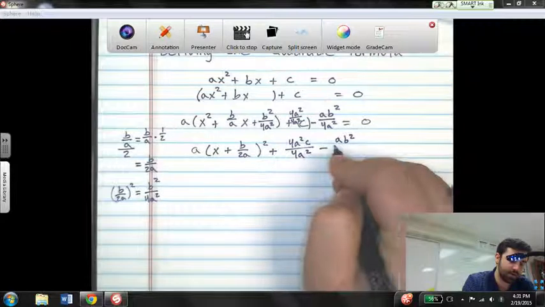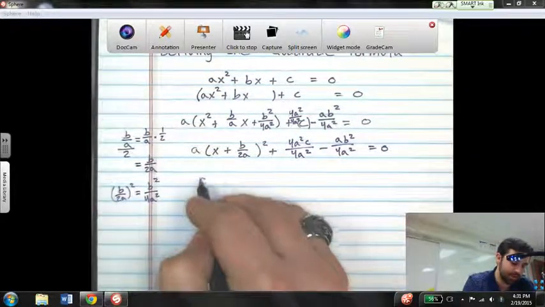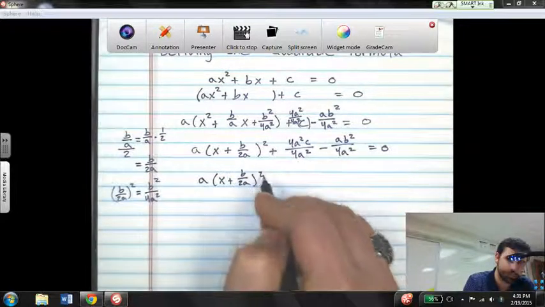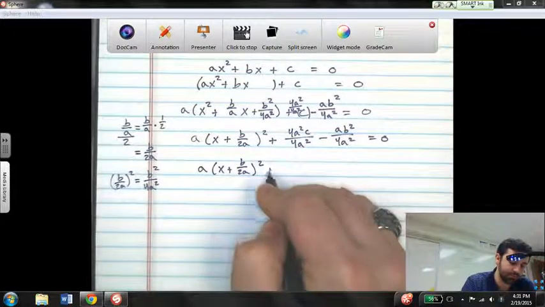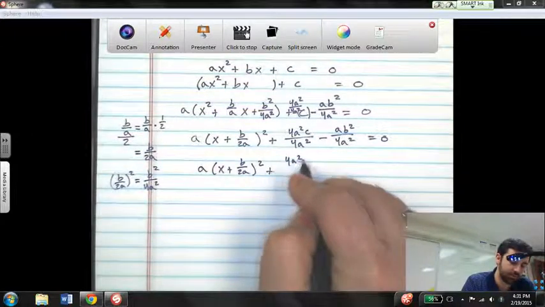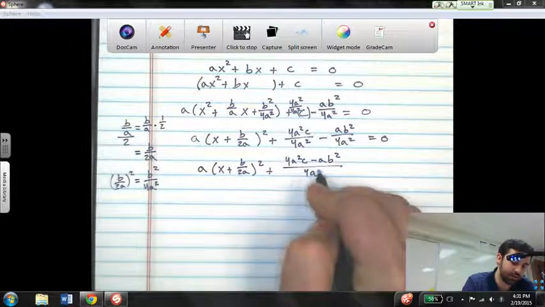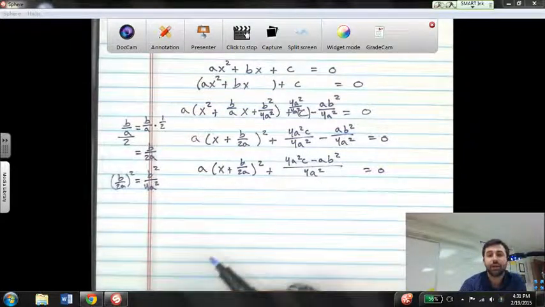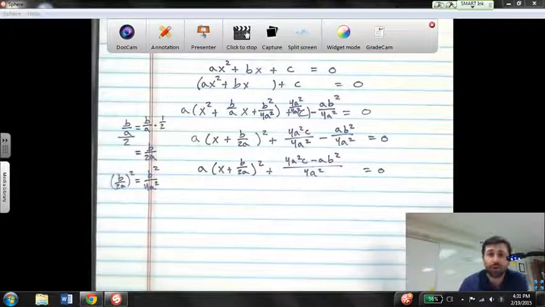And now I'm just going to rewrite this next term. This gives me a common denominator, so that I can simply subtract my numerators and keep my denominator. And so here we have a very convoluted vertex form of our standard equation.